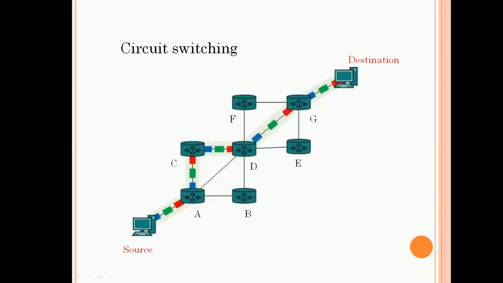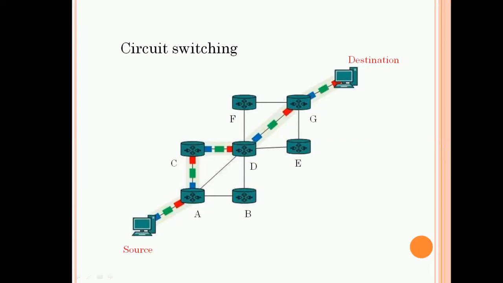Now we are going to see circuit switching. You can see the source computer and the destination computer. The information travels from the source to the destination and it will choose a separate path. Using the same path, all the information, the blue information, the green information and the red information, all go through only the same path. Got it? So this kind of method is called as circuit switching.